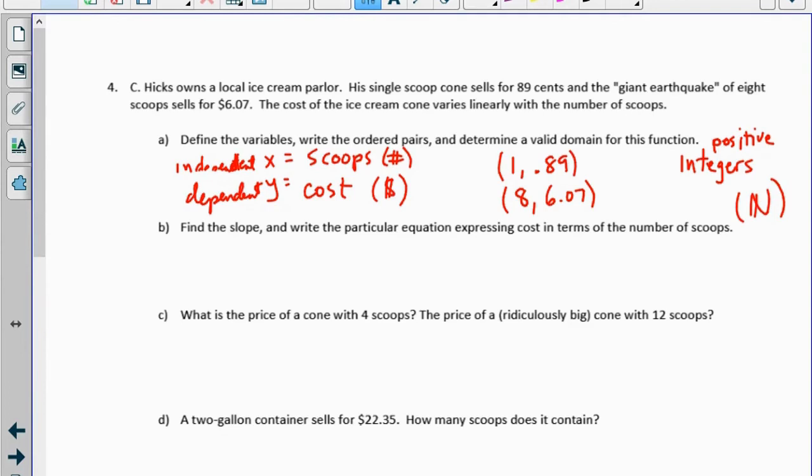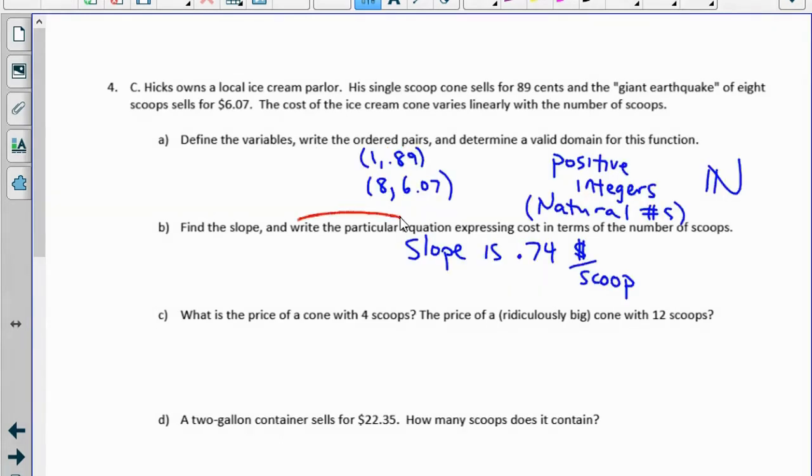Find the slope and write the particular equation expressing cost in terms of the number of scoops. So I'm going to find the slope. So $6.07 minus 89 cents divided by 8 scoops minus 1 scoop. So 607 minus 89 is $5.18. And I'm going to take that and divide by 7. And that ends up being a 74-cent slope. Now remember, slope is not just in terms of 1 unit. So this is the cost in dollars per scoop that I have.